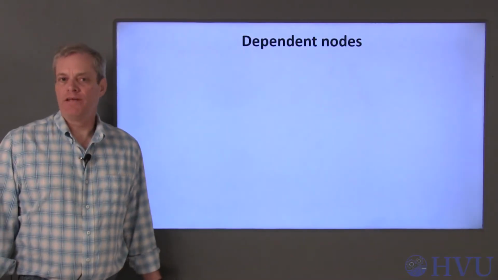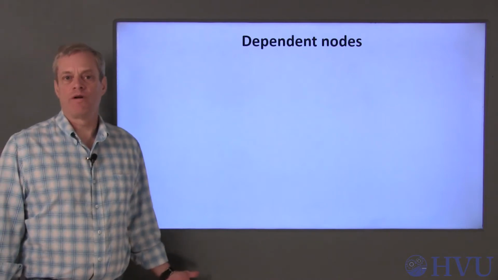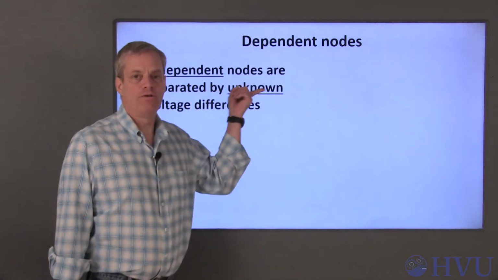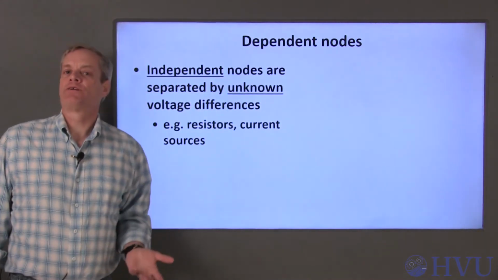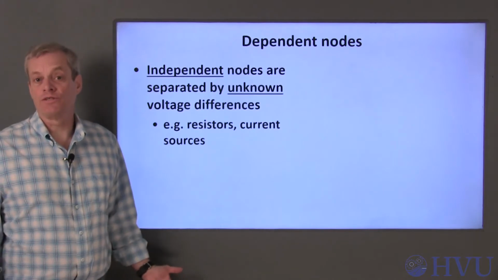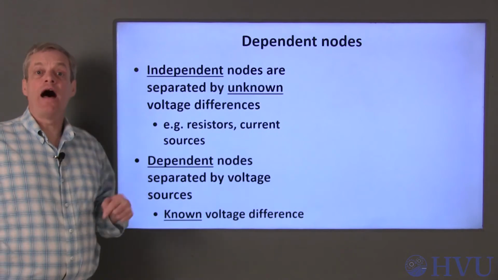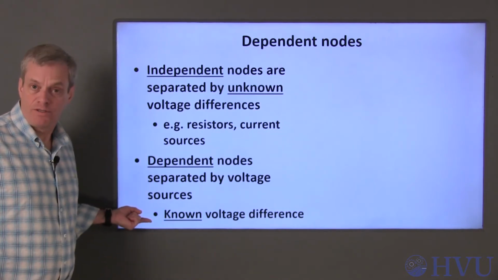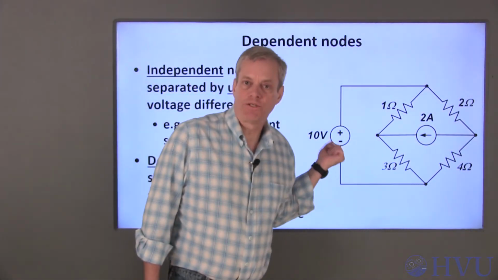Identifying the number of independent nodes is important, since that tells you how many equations you need to write and solve. Independent nodes are separated by unknown voltage differences. Examples are nodes that are separated by circuit elements such as resistors and current sources. The nodes at the terminals of a voltage source are not independent, since a voltage source provides a known voltage difference between its terminals. Let's take a look at this in the context of our example circuit.